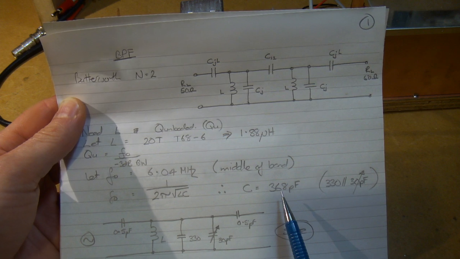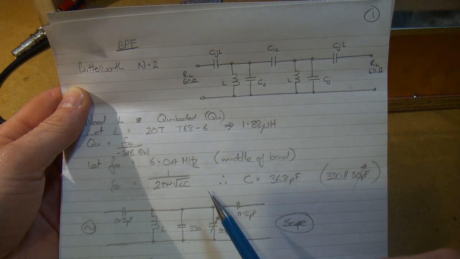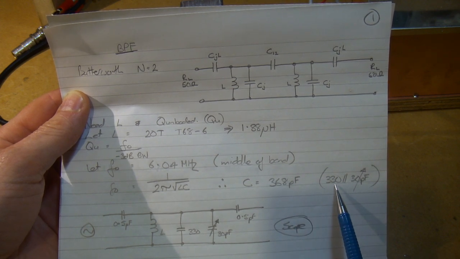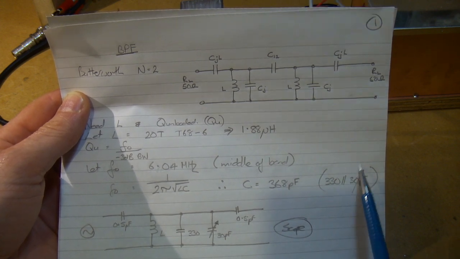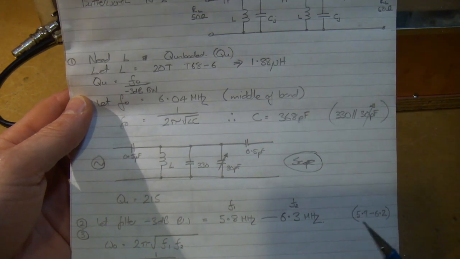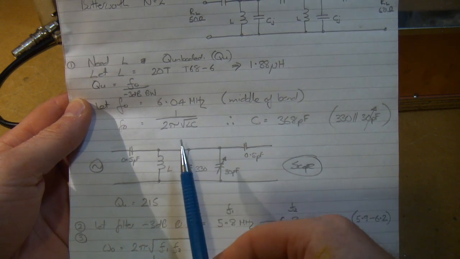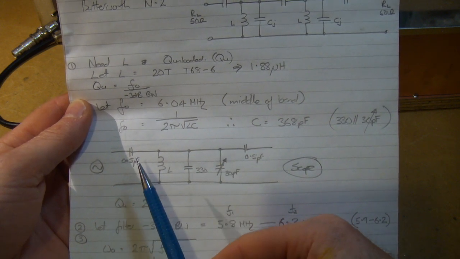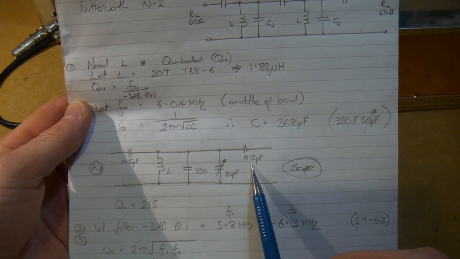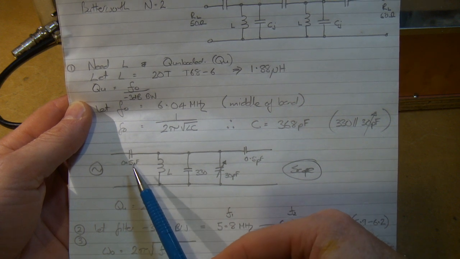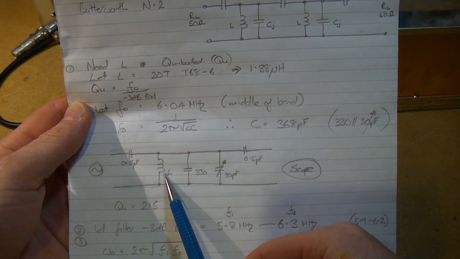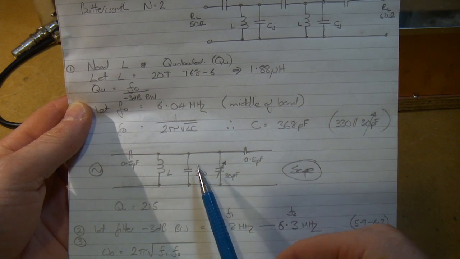And for this little test circuit down here to quantify the unloaded Q, I elected to use a 330 picofarad capacitor in parallel with a 30 picofarad variable trim capacitor. This is the circuit I had set up. I had a very, very small capacitor on the input and the output just to make sure I wasn't loading things up, just under half a picofarad for those two. And there goes our inductor, and those two capacitors I mentioned.